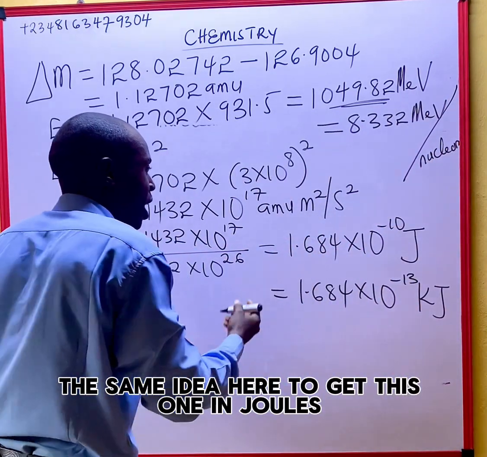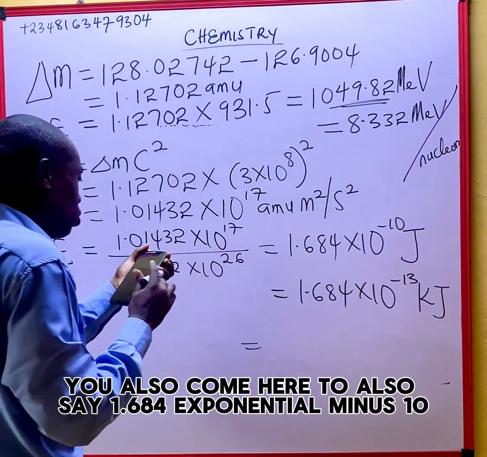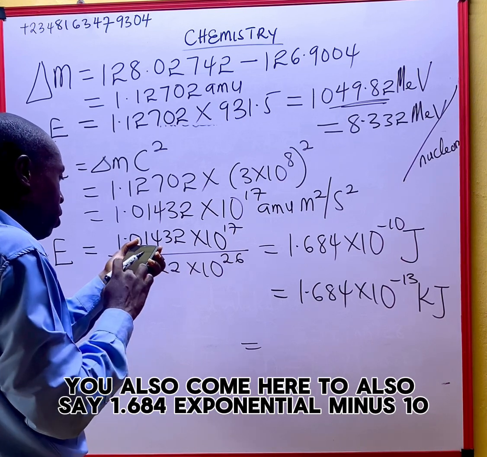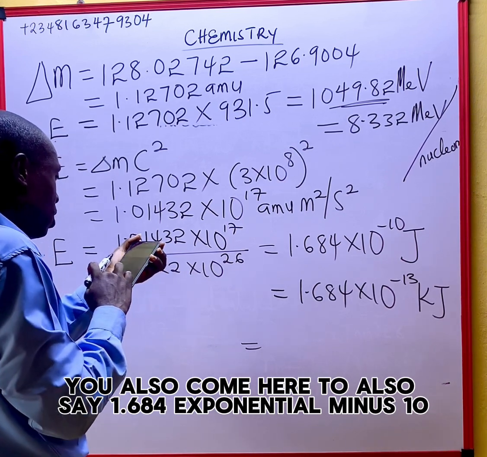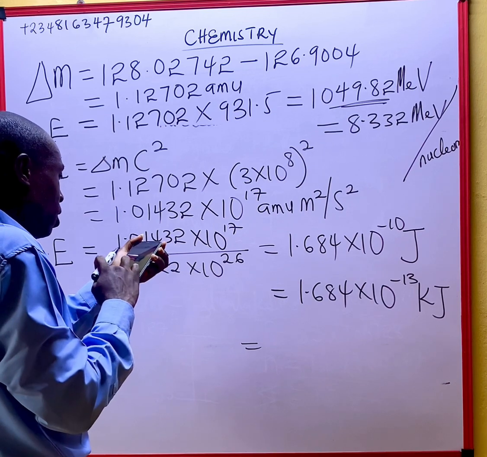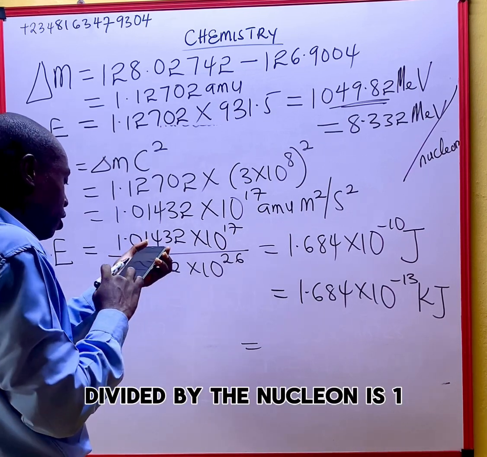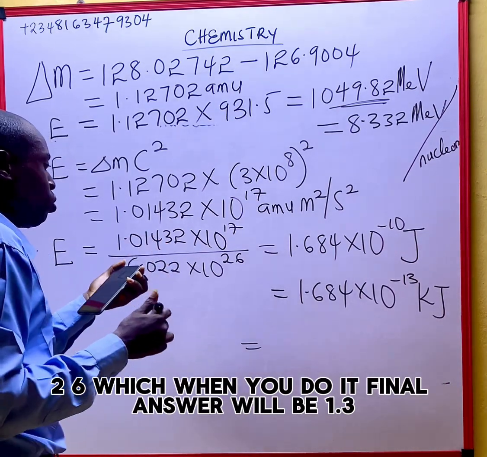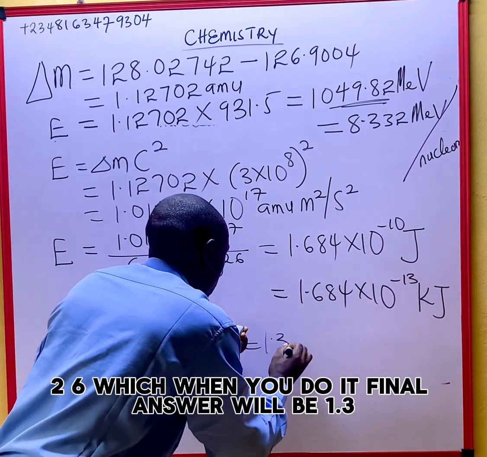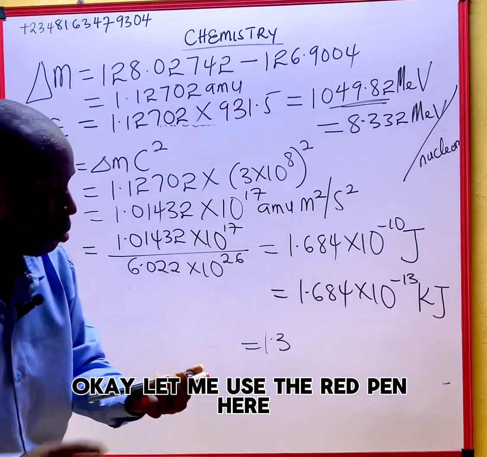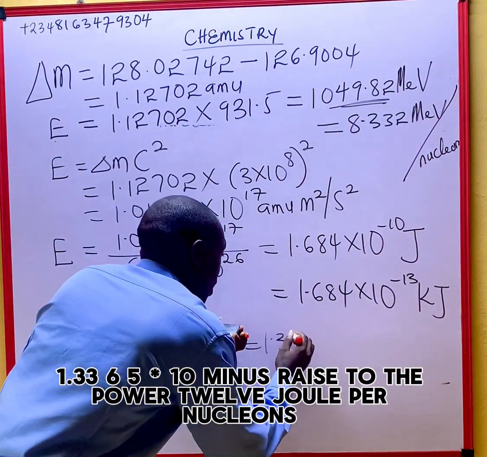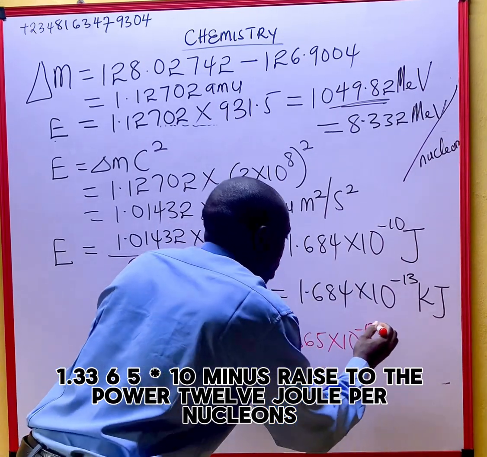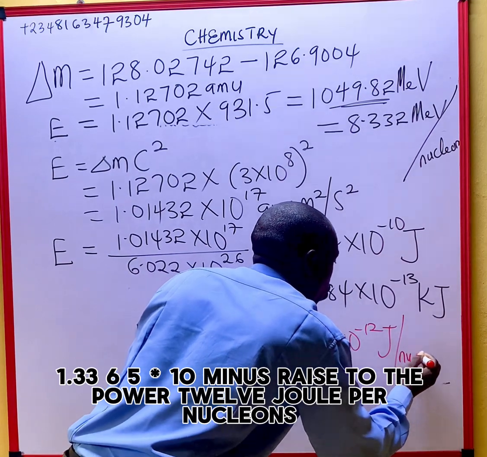The same idea here, to get this one in joule per nucleon too, you also come here to say 1.684 exponential minus 10 divided by, the nucleon is 126, which when you do it, the final answer will be 1.3365 times 10 to the minus 12 joule per nucleon. Okay, let me use the red pen here.